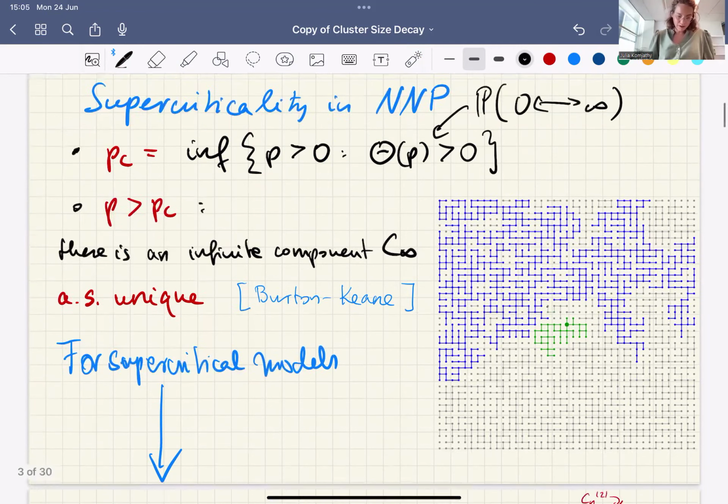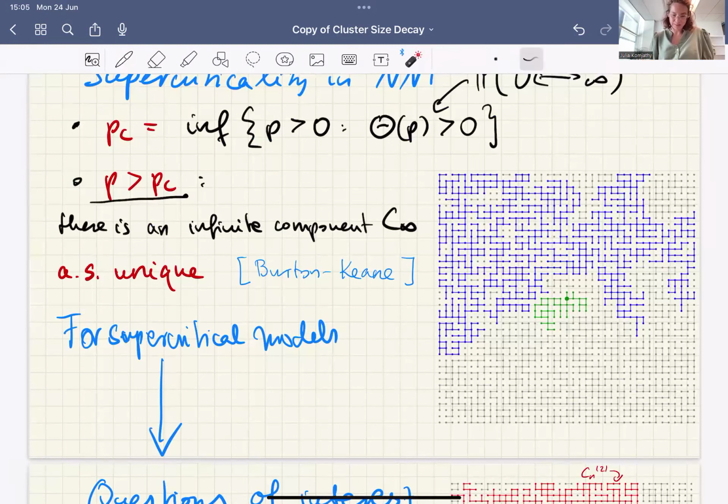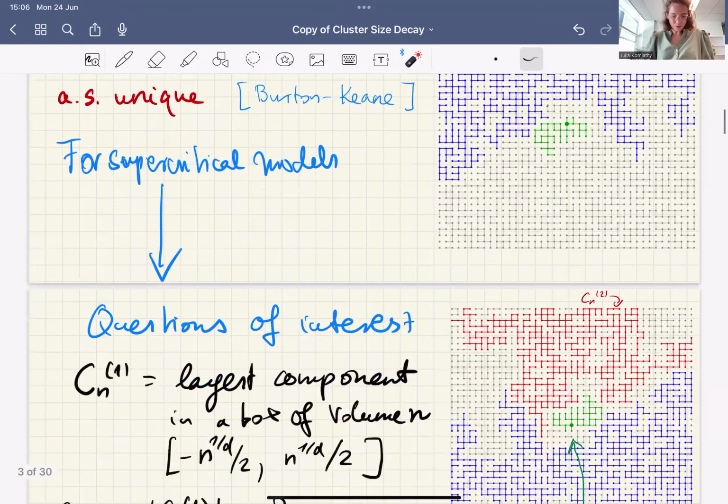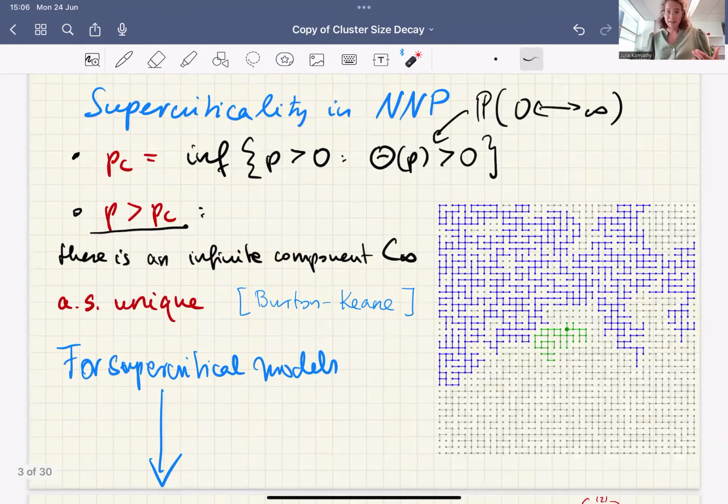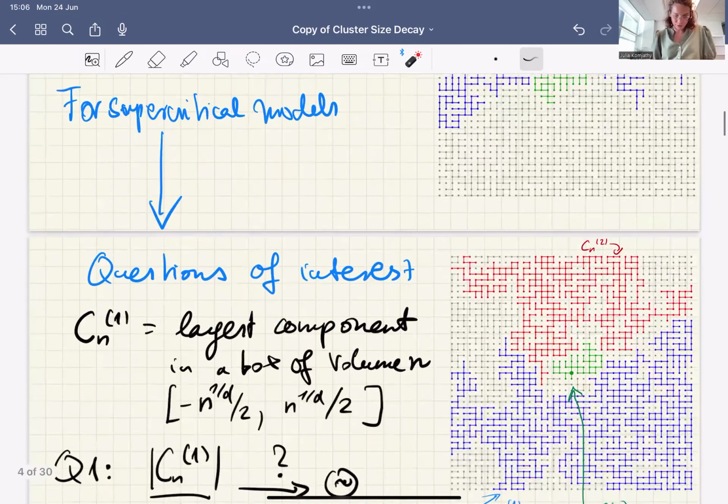It's also known that if p is larger than this p_c, then there is an infinite component, which is almost surely unique. In this picture, you can see a large component inside of a box, but it's very likely that this component will just go on and on and stay infinite. Before focusing on supercritical models, I have to mention that there is a lot of interest in critical models where p is equal to p_c, because this describes the phase transition. You can see percolation as a microscopic model where you see macroscopic phenomena. But we will focus on supercritical models.